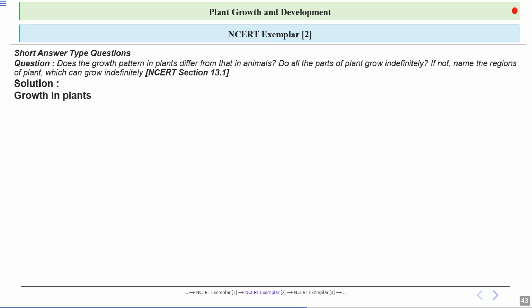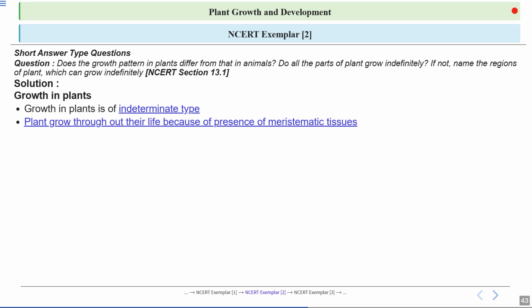So let us see growth in plants. We all know that growth in the plant is very different from that of the animals because they show an indeterminate growth pattern, right? This is because they have meristematic tissue which allows them to grow continuously. This meristematic tissue is very crucial because it enables plants to grow throughout their life, and this is different from animals. This feature is not present in animals, where the growth is usually determinate type.